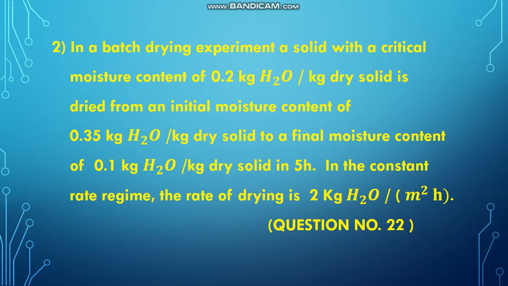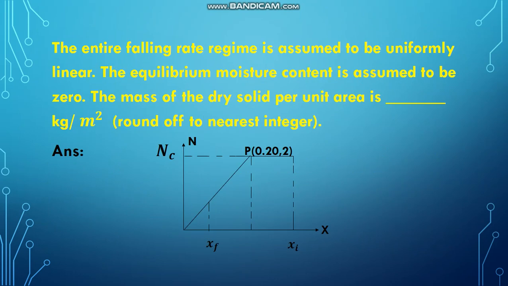Here, in the batch drying experiment, we have a solid with critical moisture content 0.2, initial moisture content 0.35, and final moisture content 0.1. The rate of drying is given as 2. The entire falling rate regime should be assumed linear, so a linear relation should be taken into consideration. The equilibrium moisture content is 0. So we have to find out the mass of dry solid.